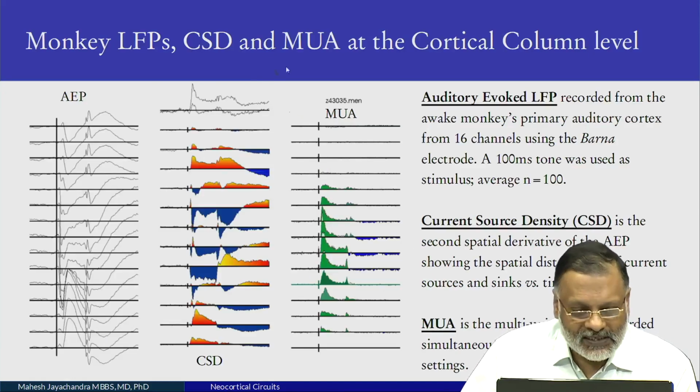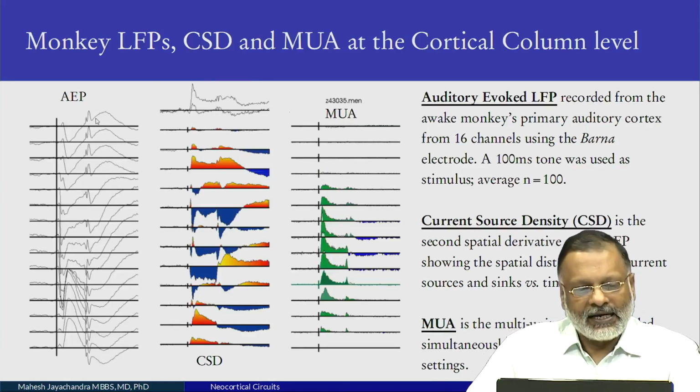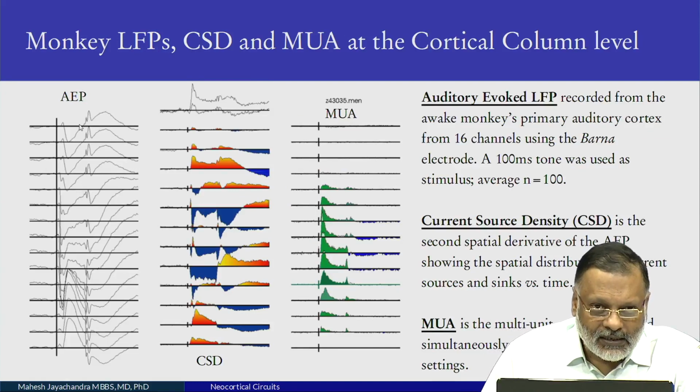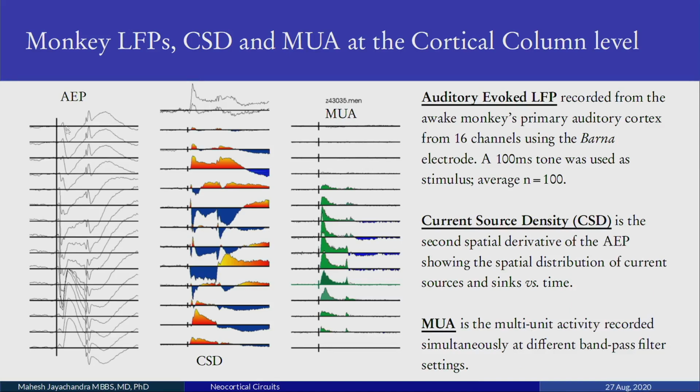So now we've inserted the electrode, and on the left, you see the local field potential, or the auditory evoked potential, because we were giving clicks and tones. You can actually see the tone over here. It's 100 milliseconds, and there's an on response and an off response, and the regular auditory evoked potential. This will all make sense to you much more later on. But these are the local field potentials.